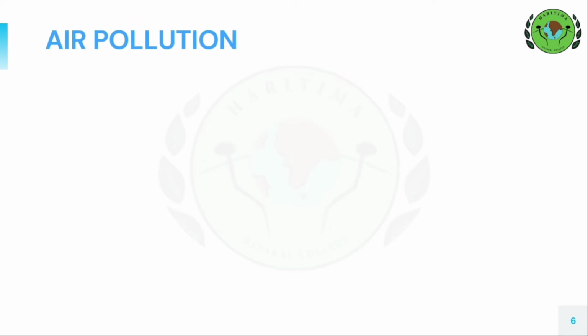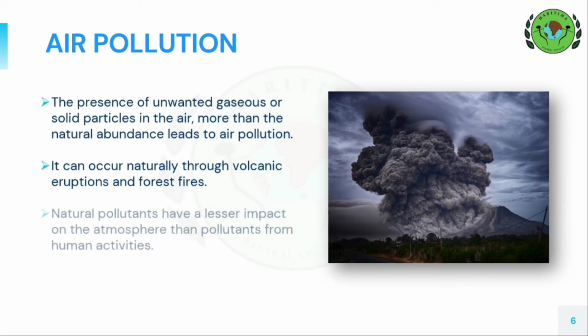Now defining air pollution more deeply. The presence of unwanted gaseous or solid particles in the air more than the natural abundance leads to air pollution. It can occur naturally through volcanic eruptions and forest fires. Natural pollutants have a lesser impact on the environment and the atmosphere than pollutants from human activities.